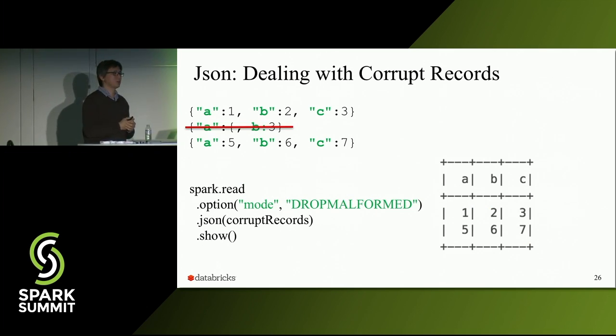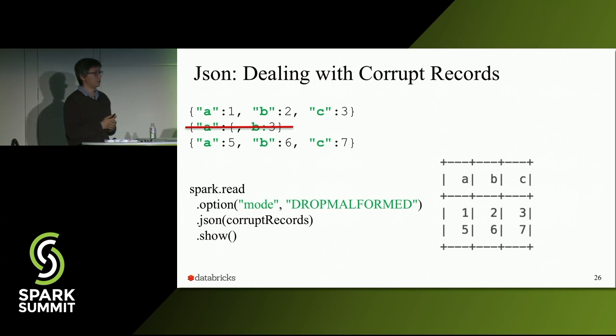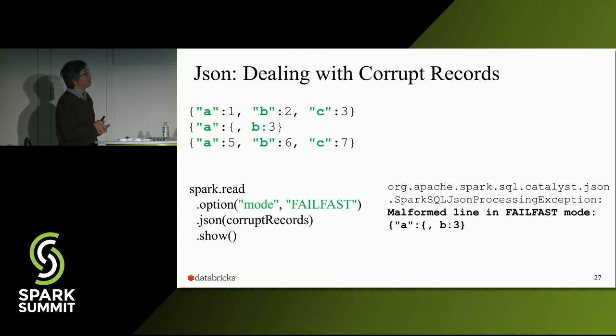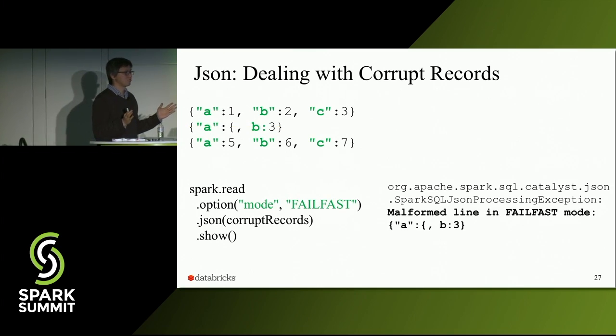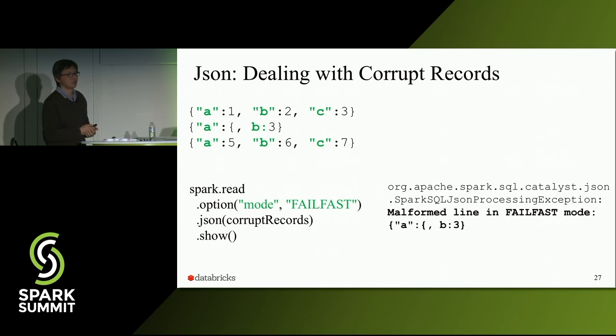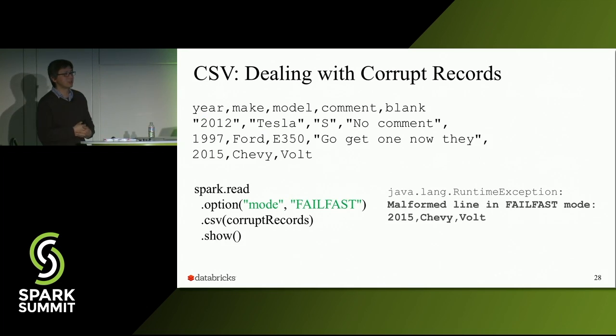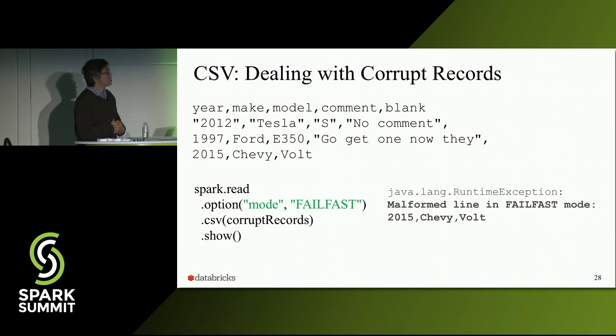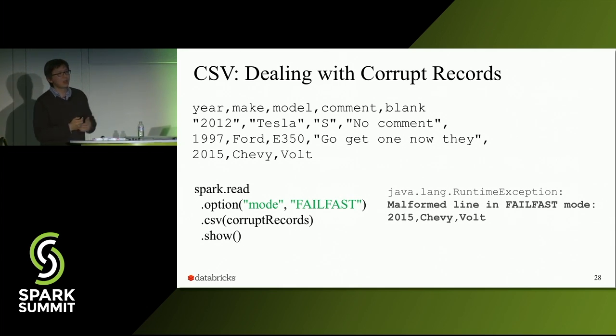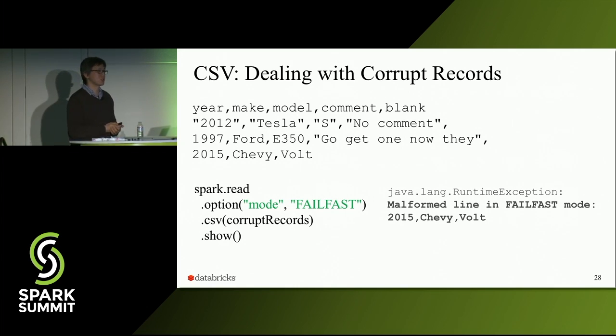The drop malformed mode will drop the corrupted records directly. So this is the result. And for fail fast, we just stop when we hit the first corrupt record. CSV is the same. The last row we use fail fast, we hit it. But the error message could be different. It depends on your version of Spark.